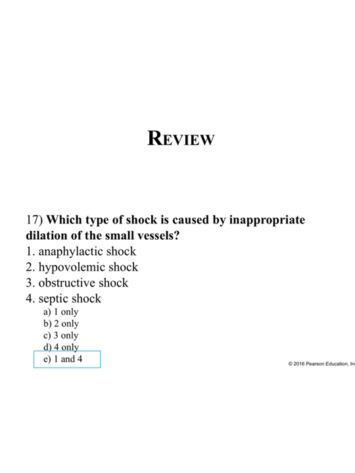Which type of shock is caused by an inappropriate dilation of small vessels? So anaphylactic shock is when you have a severe allergy, and that's because of the release of histamine, so that would be true. Hypovolemic, you're losing the amount of blood, so that doesn't have to do with dilation. Obstructive would be from plaque buildup or possibly a blood clot, a thrombus. Septic shock occurs during a bacterial infection, which would cause extreme dilation of blood vessels. So the correct answer is anaphylactic and septic shock.